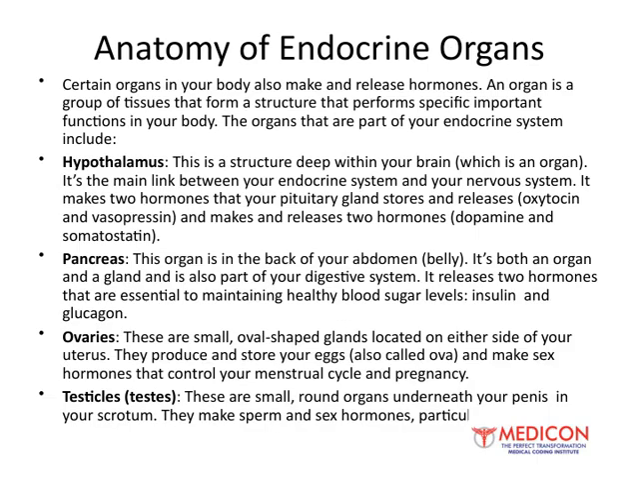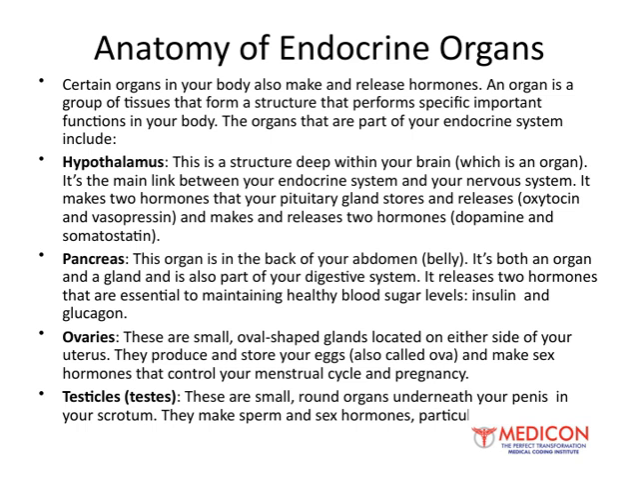Let's take a closer look at the anatomy of some key endocrine organs in our body. As you know, certain organs play a vital role in producing and releasing hormones, which are essential for regulating various functions. Starting with the hypothalamus, this is a small but crucial structure located deep within your brain. Think of it as the main link between your endocrine system and your nervous system. It produces 2 hormones, oxytocin and vasopressin, which are stored and released by the pituitary gland. Additionally, it makes and releases other hormones like dopamine and somatostatin that influence other bodily functions.